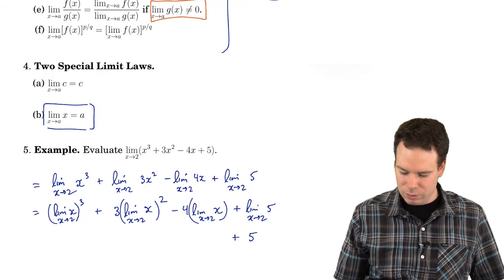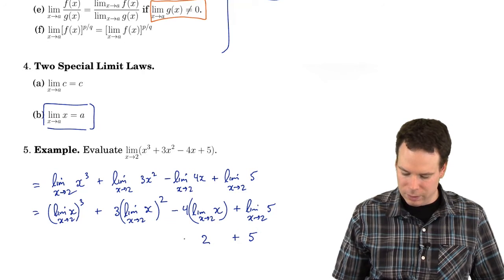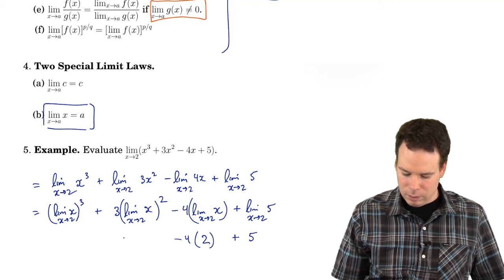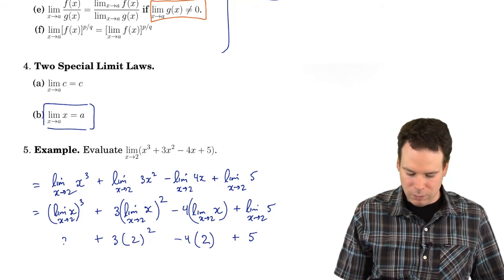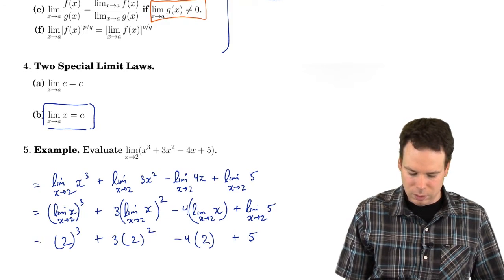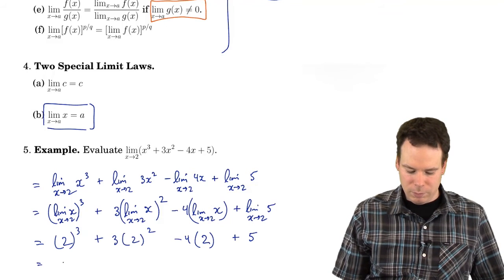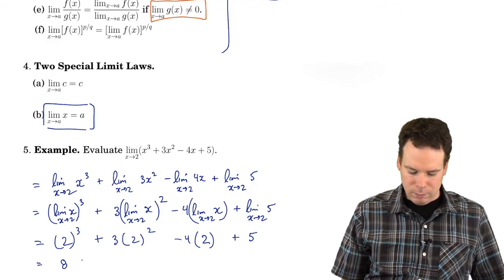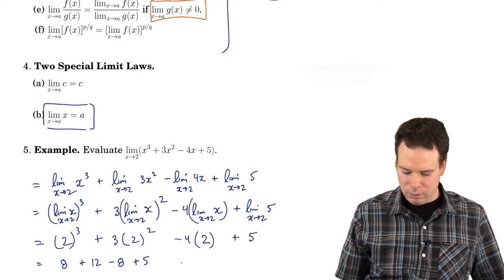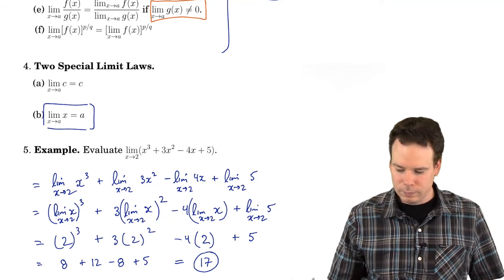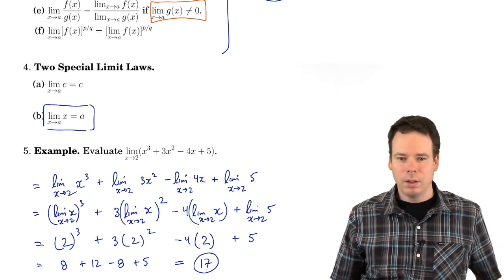So as x gets close to 2, x gets close to 2. So the value of that limit is 2. And then the value of this limit is also 2, and then we've got the square there. And the value of this limit is also 2, so we've got the cube there. And so this becomes 8 plus 12 minus 8 plus 5, which is 17. So there's the value of the limit.